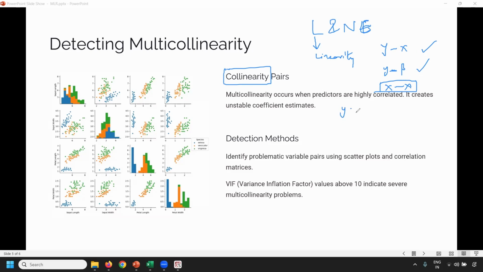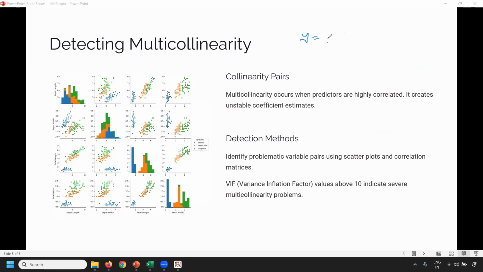We have y, x1, x2, x3, x4, so on and so forth. So we are looking at correlation between y and x1, y and x2, y and x3, y and x4. Fine. But what if we have strong correlation between x2 and x3? Then what happens? This is also something that we have to check, because ultimately it's a mathematical equation that we are writing.